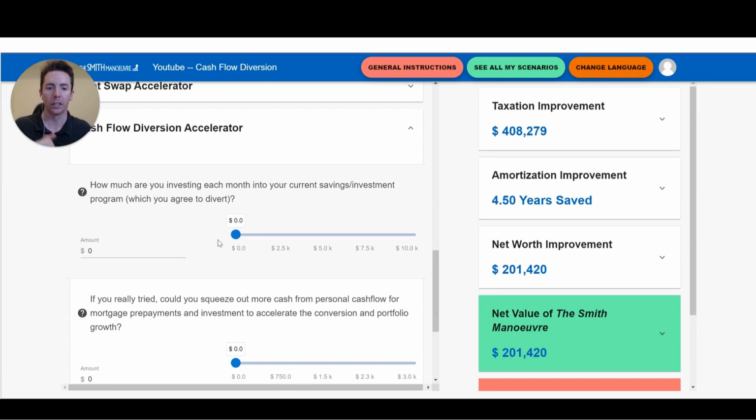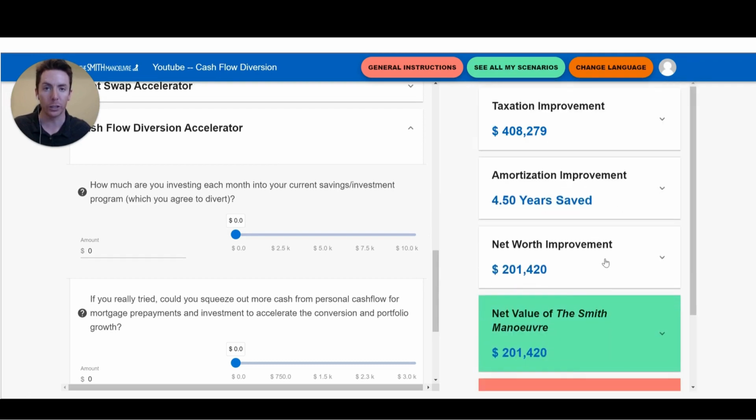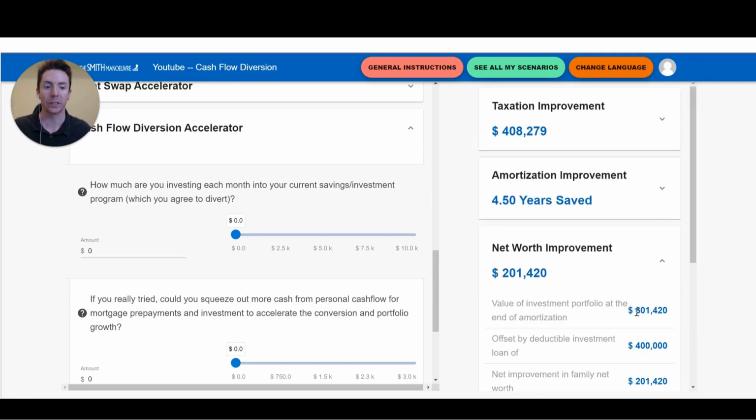Let me go back. $0, we're cutting 4.5 years off, right? From 30 years, we're down to 25.5. Net worth improvement of 200 grand. Where does that come from? It comes from a $600,000 over 30 years, building up an extra $600,000 investment portfolio that you didn't otherwise have, offset by a deductible investment loan for a net worth improvement of 200 grand.